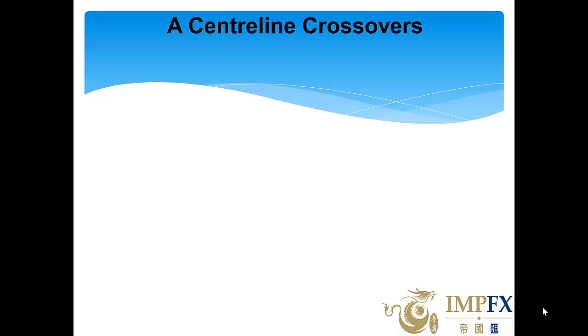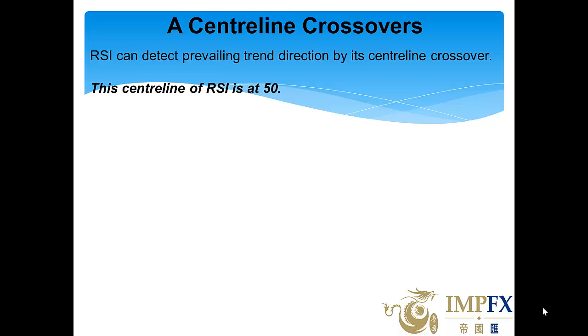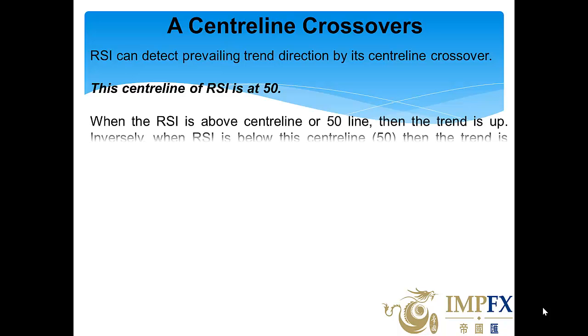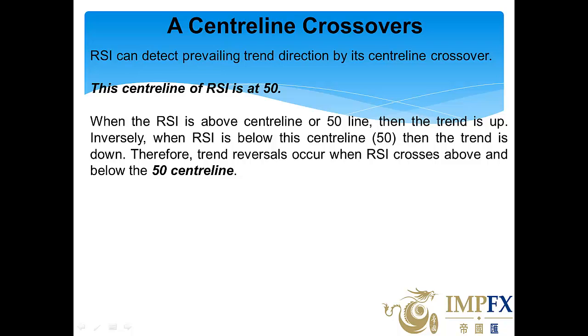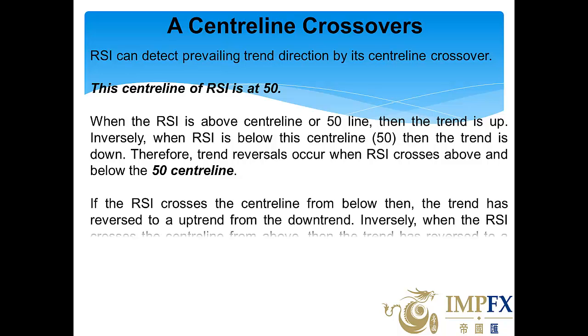Center line crossovers. RSI can detect prevailing trend direction by its center line crossover. The center line of RSI is at 50. So when the RSI is above the center line, or the 50, then the trend is up. Inversely, when the RSI is below the center line, or 50, then the trend is down. Therefore, trend reversals occur when the RSI crosses above and below the 50 center line.